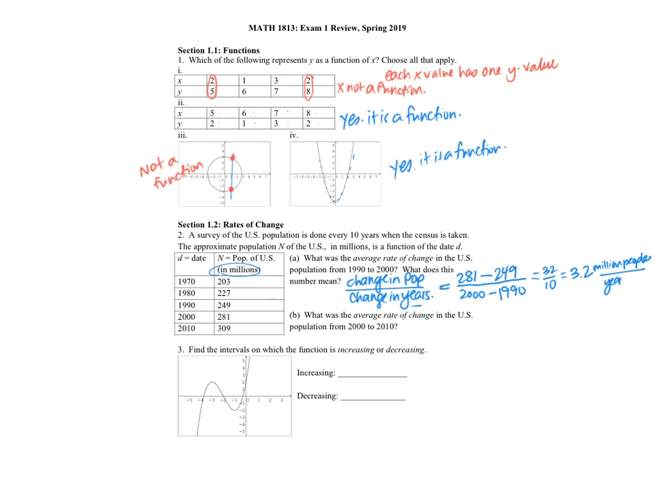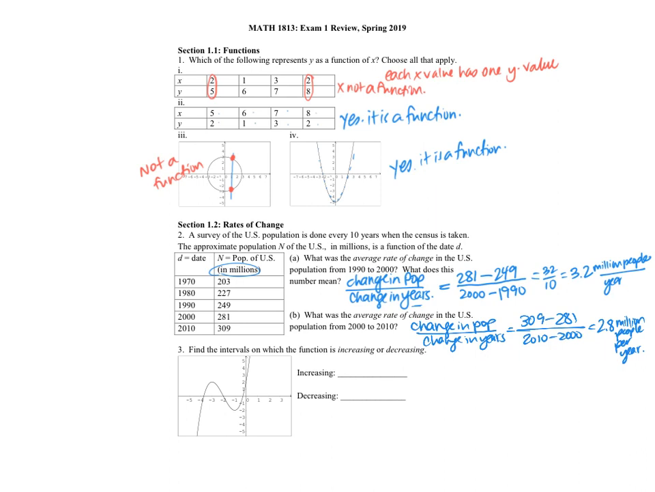What was the average rate of change in the U.S. from 2000 to 2010? We can do a similar thing. It's going to be, again, change in population over change in years, and so that's going to be 309 over the change in years. When I do that, I get 2.8 million people per year, units there.